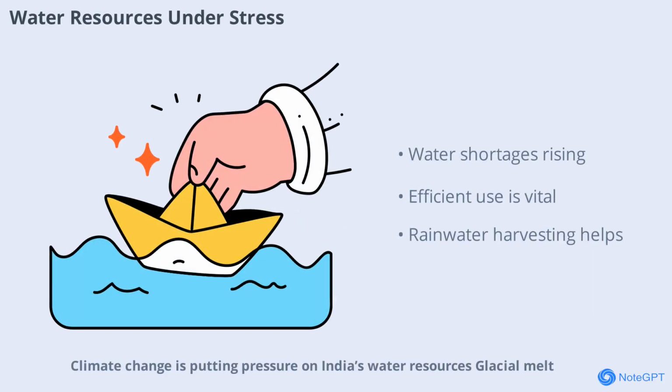Climate change is putting pressure on India's water resources. Glacial melt, erratic rainfall, and overuse are leading to water shortages in many regions. Managing water efficiently, promoting rainwater harvesting, and protecting watersheds are essential strategies. Ensuring a reliable water supply is critical for health, agriculture, and industry.